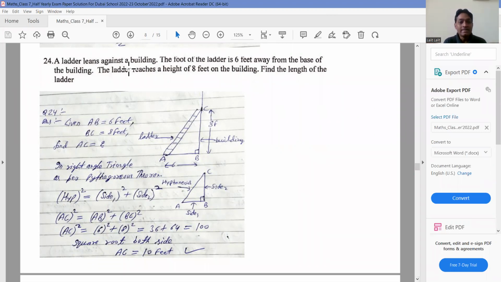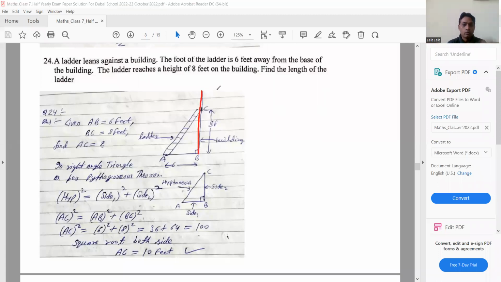So a ladder leans against a building. There is a building, a tall building. So I have drawn this figure. If you see this tall BC and even more higher than C, this is a complete tall building. The foot of a ladder. So on this building, there is a ladder leaning from point A to C. This is the ladder, and the foot of the ladder is 6 feet away from the base of the building. So the base of the building is this, and the ladder foot is this. So the distance between A and B is given as 6 feet.